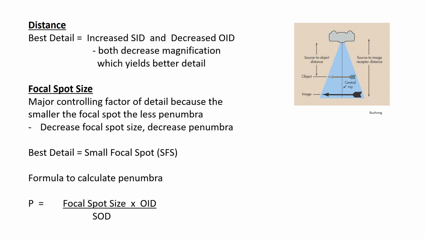OID is from the object that you're radiographing to the image receptor. SOD would be from the tube to the object itself.